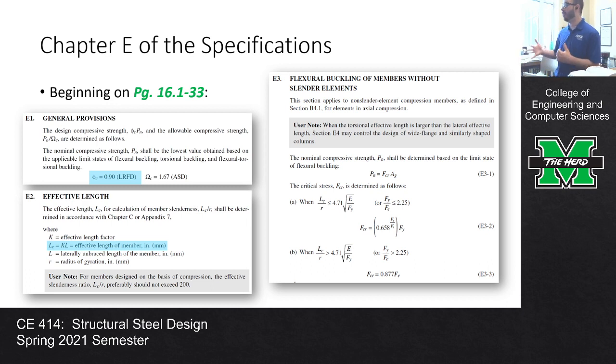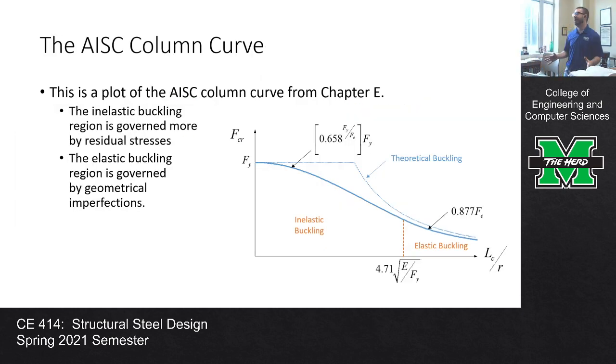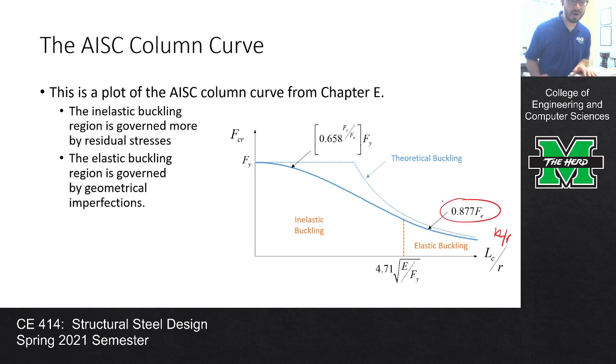Instead of just a formula, there's actually a range for F critical. This is what it looks like if you actually plot F critical. F critical actually has two different expressions, and it's a function of your slenderness. If you have a column that's really slender, that has a really high L over r value, then the column is going to experience buckling in an elastic mode. So if you have a really high L over r or KL over r, then your critical buckling stress is going to be this. It's basically your elastic stress just reduced a little bit.